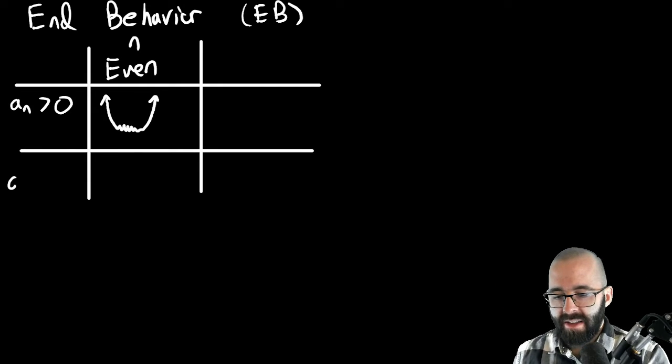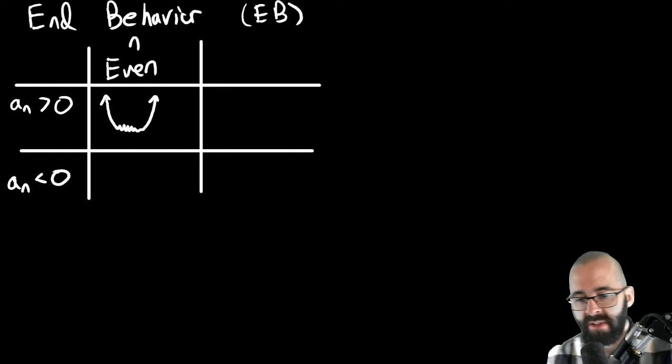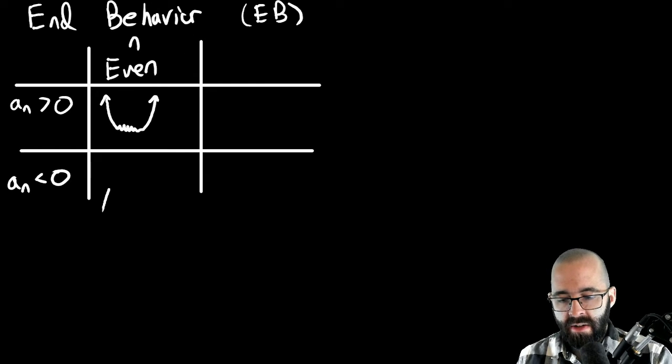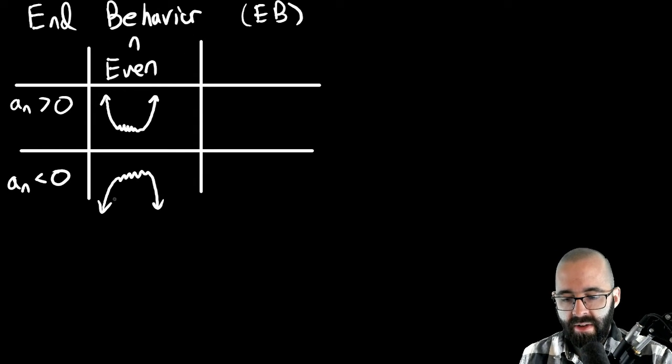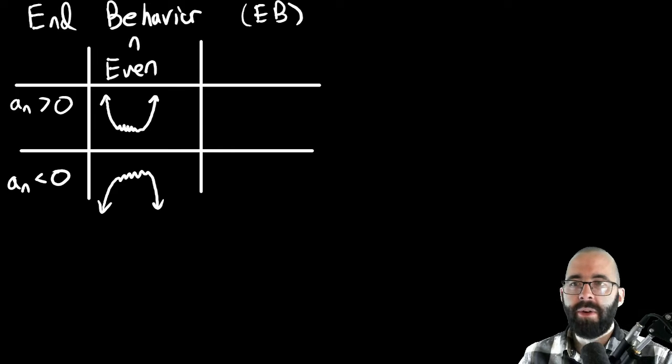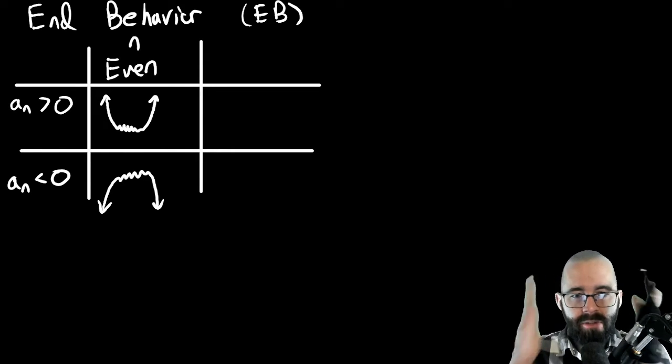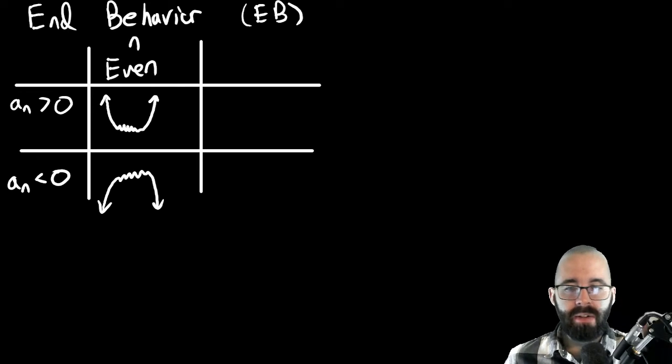Well, then how do you think this changes? If the leading coefficient is negative, it's still like a parabola, but now it's like a parabola going down. And again, we write squiggles in the middle because we're only looking at end behavior. We'll talk about local behavior in 5.3, what happens in the middle.